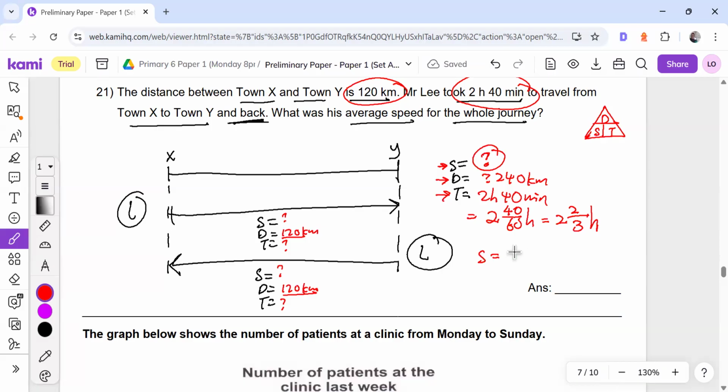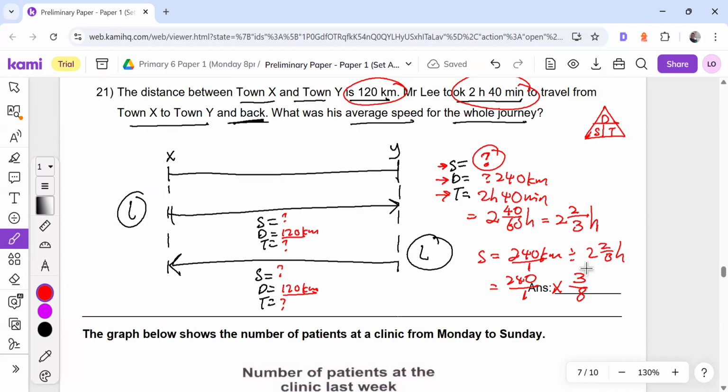Speed is equal to distance divided by time. Okay, this part is not easy because you have to know how to divide fractions and multiply fractions. So change the whole number into a fraction, then keep, change, flip. And what happens to the mixed number? The mixed number, you will have to change it to an improper fraction. So 2 times 3, 6. 6 plus 2 is 8 over 3. 8 over 3, flip, becomes 3 over 8.